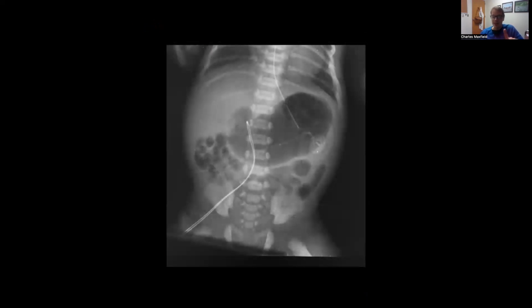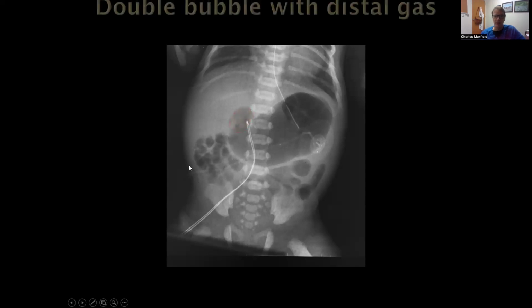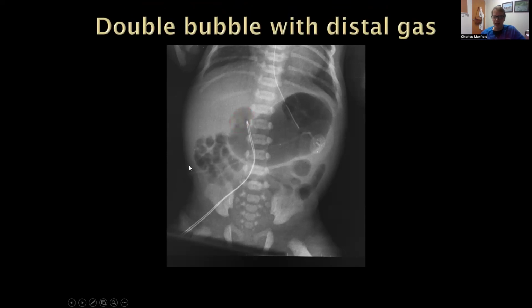Here's the next one. Now, this is the first x-ray I showed you. Remember at the beginning of the talk, we talked about a big bubble here. Looks like a hint of a second bubble, and then normal bowel gas distally. So which of the 8 X-ray patterns is this? Did you spot the second bubble? It is a double bubble with distal gas. And if you go back to our algorithm, management-wise, that tells you to do an upper GI next, okay? Needs an upper GI.